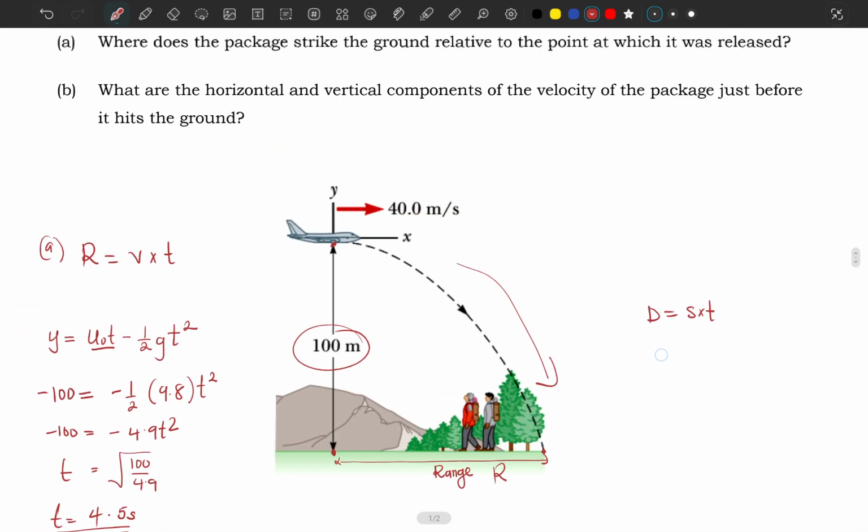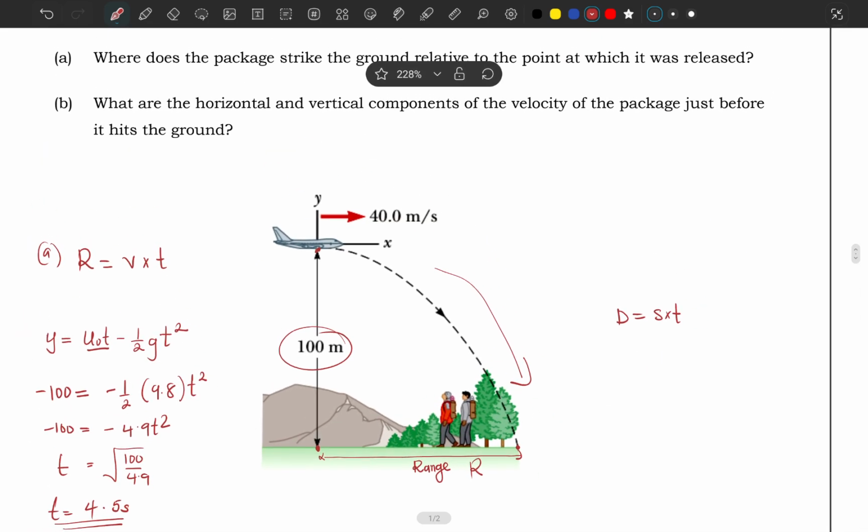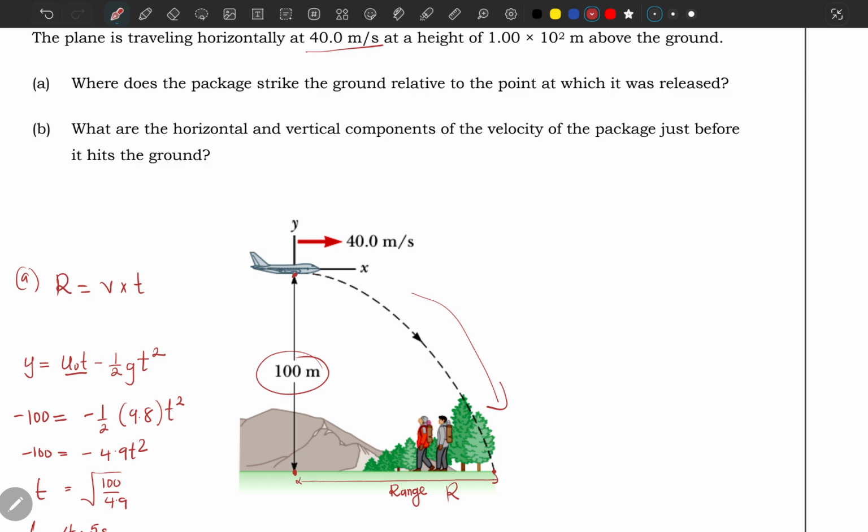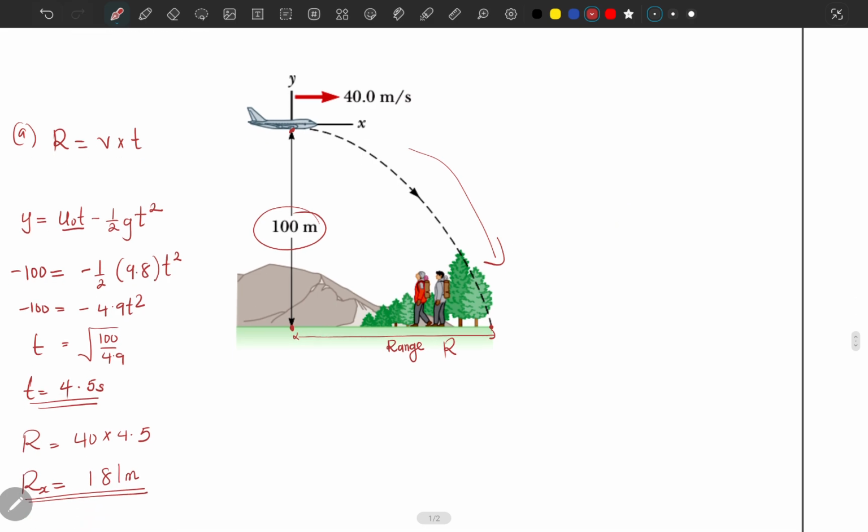Part B says we need to find the horizontal and the vertical components of the velocity. Just be careful, this is not the initial velocity, this is more like the final velocity, in both x and y, just before hitting the ground. So just before hitting the ground, there will be velocity in the x, and there will also be velocity in the y. This is what they are looking for. They are not looking for the initial velocity.